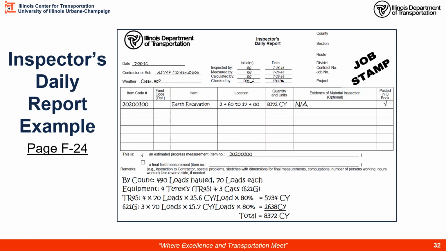On page F24 in the DOT guide, you can see this IDR example. Here's our pay item number, description, our location. It is estimated. Check the estimated box, put our pay item number here. Here we had load counts where we had our TR45s. We had 4 of those units. Each of them hauled 70. Here's that 25.6 cubic yards per load times our 80% factor. We get our cubic yards. Here's our 621G, 3 units, 70 loads each. Our struck capacity, 80%. We get our other quantity. Here's our total quantity. That goes up here, our total quantity and our units. Looking pretty good.